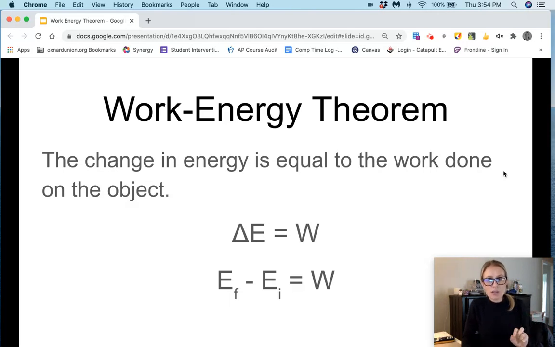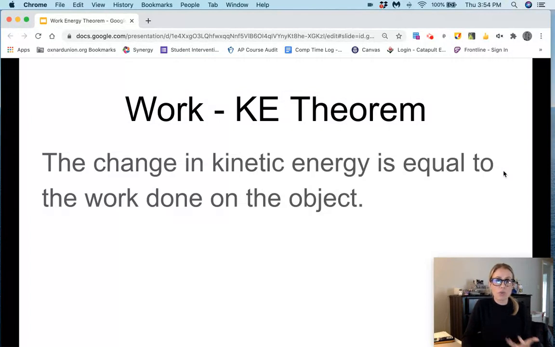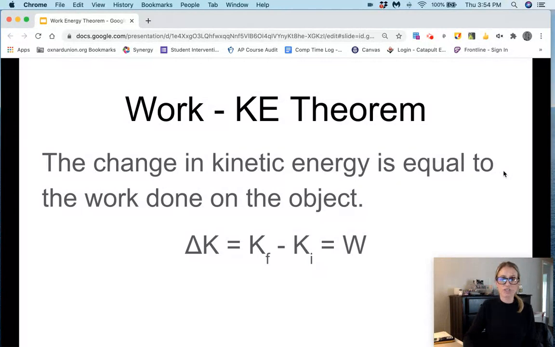Now, usually when we're using this equation, we use it with kinetic energy. So usually you will see a work kinetic energy theorem equation, and that's just the change in kinetic energy is equal to the work done on the object. So we get delta K, which is kinetic energy final, minus kinetic energy initial equals the work done on the object. Now, that's not to say that something can't increase or decrease the potential energy of an object as well. So I'll talk a little bit more about that later. But like I said, usually we're talking about increasing or decreasing kinetic energy.